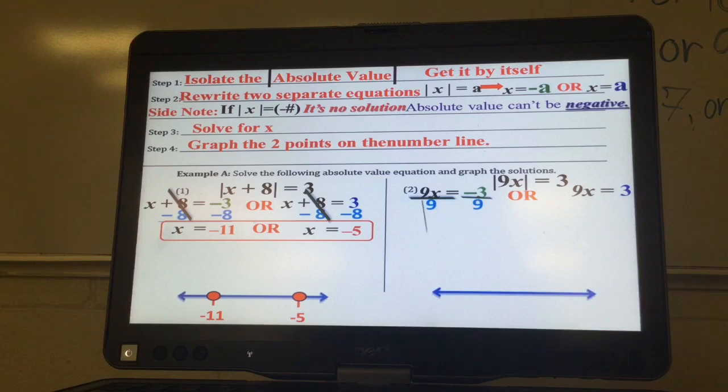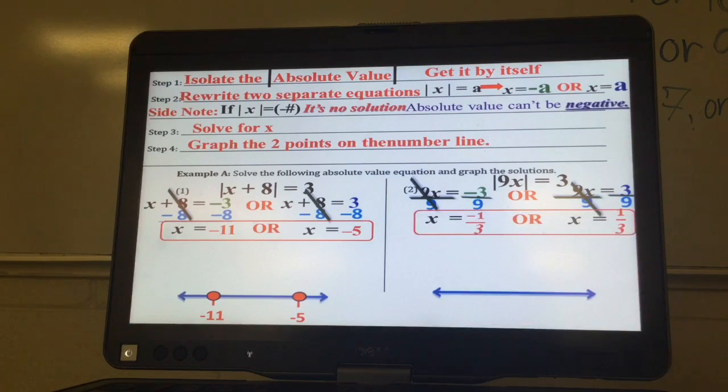When you divide by 9 on both sides, you're going to get negative 3 over 9, or you can just rewrite that as negative 1 over 3. On the other side, you're going to do the same thing by dividing by 9, and then you're going to get x equals positive 1 over 3. All right, don't forget the or, and that's your answer. Now, if you wanted to check it, again, you can plug that back in for x to figure this out.